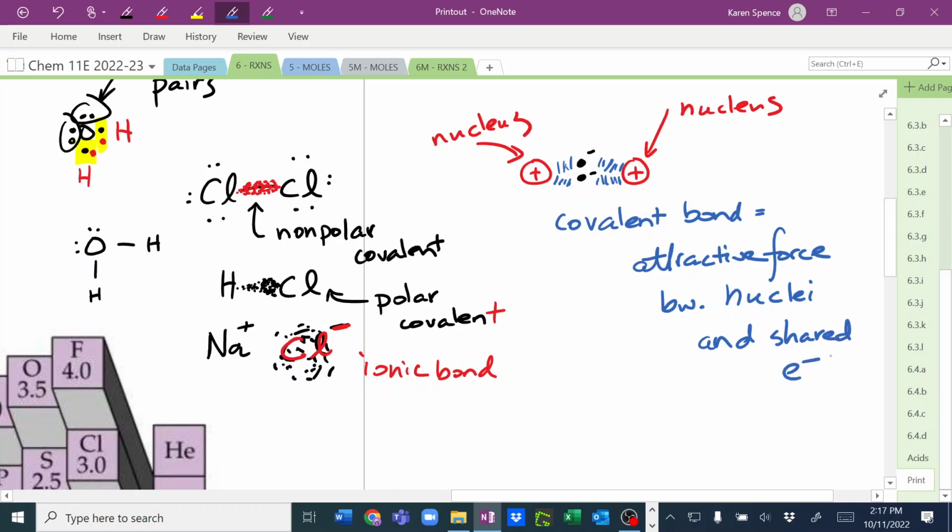Whereas an ionic bond is an attractive force between the negative anion and the positive cation. It's always going to be, every bond is an attraction between a positive and a negative. It just depends on what's the positive thing and what's the negative thing. Yes?